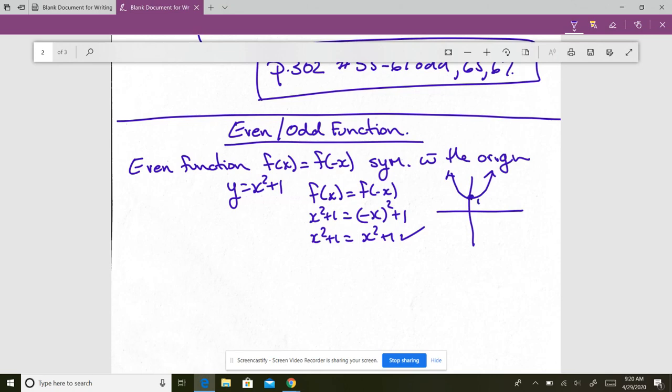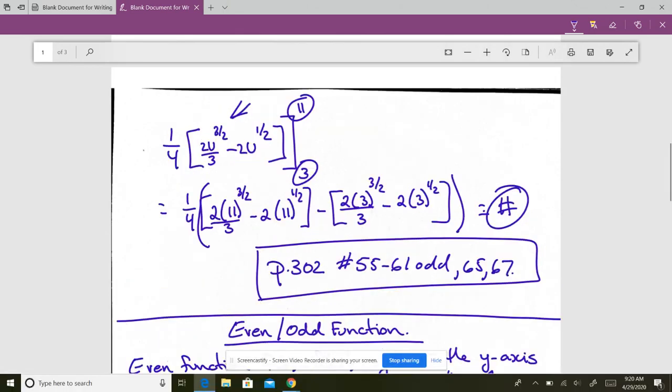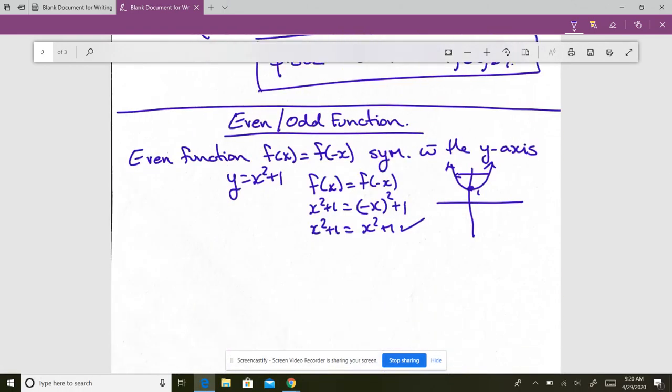And you can see it has symmetry across the, did I say origin? That should be the y-axis. Sorry, people. Has symmetry across the y-axis. Sorry. Has symmetry across the y-axis.